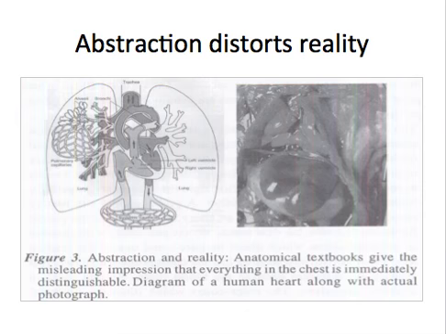human heart, and then on the right we have an actual photograph of the human heart. Well, clearly what we see when we look at the photograph is that in reality it is not as simple and as flat as you can see in the abstraction on the left. Okay, so the anatomical textbook, the abstraction in it, gives the misleading impression that everything in the chest is immediately distinguishable. Well, once you open up the heart, you find it very complex, as you can see from the photograph. So the notion here is abstraction can illuminate reality, but at the same time it can distort it.